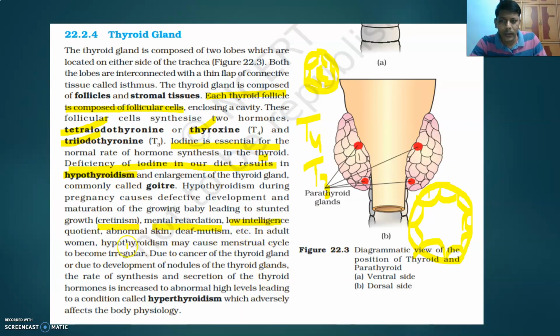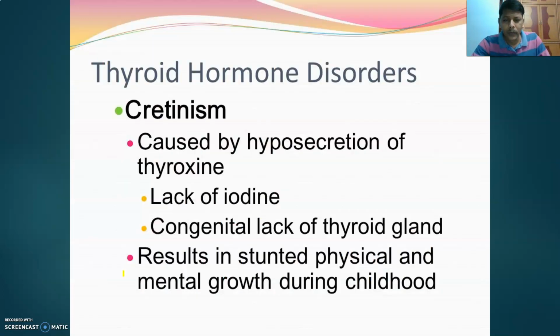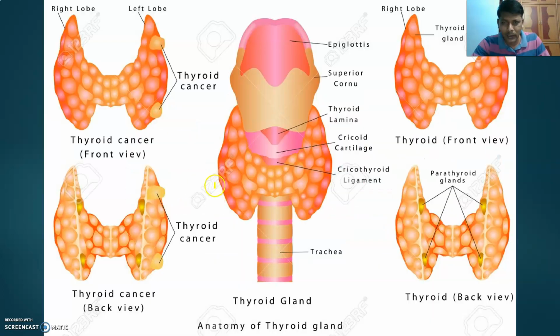In adult women, hypothyroidism may cause the menstrual cycle to become irregular. Due to cancer of the thyroid gland or development of nodules, the rate of synthesis and secretion of thyroid hormones is increased to abnormally high levels, leading to a condition called hyperthyroidism, which adversely affects body physiology. You can observe here thyroid cancer, nodules are there.